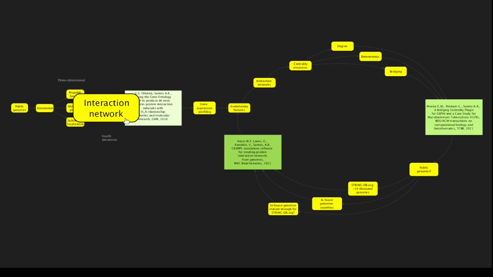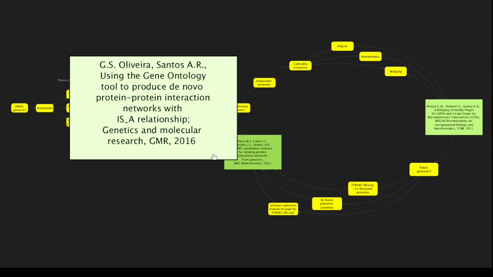In 2016, we tried to obtain the interaction dimension using the three features documented in Gene Ontology. Our idea was to annotate an interaction for each pair of proteins possessing similar characteristics, having comparable functions, occurring in related molecular processes, and present in identical subcellular location. The article using the Gene Ontology tool to produce de novo protein-protein interaction networks with ISA relationship produced a negative result only with these features.